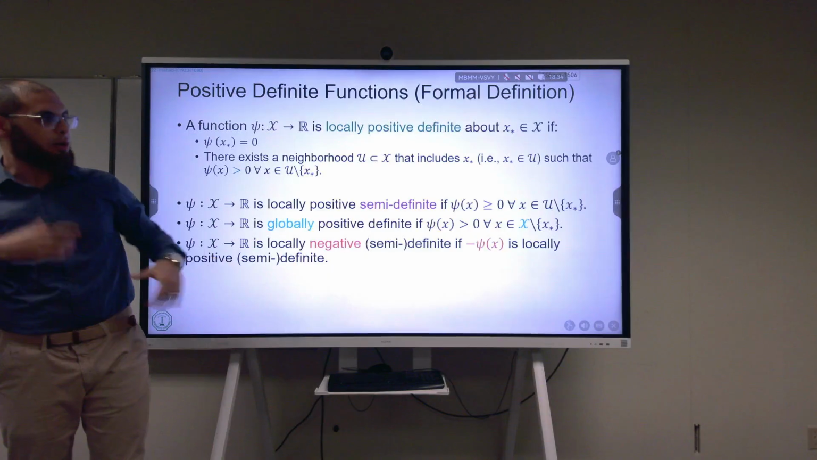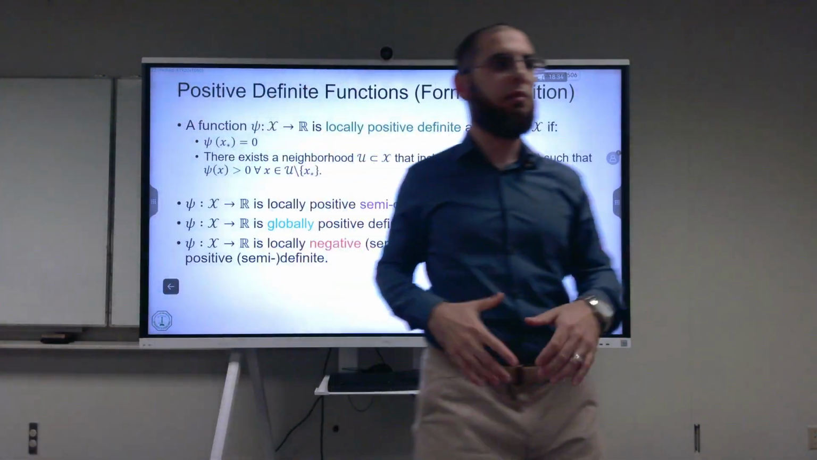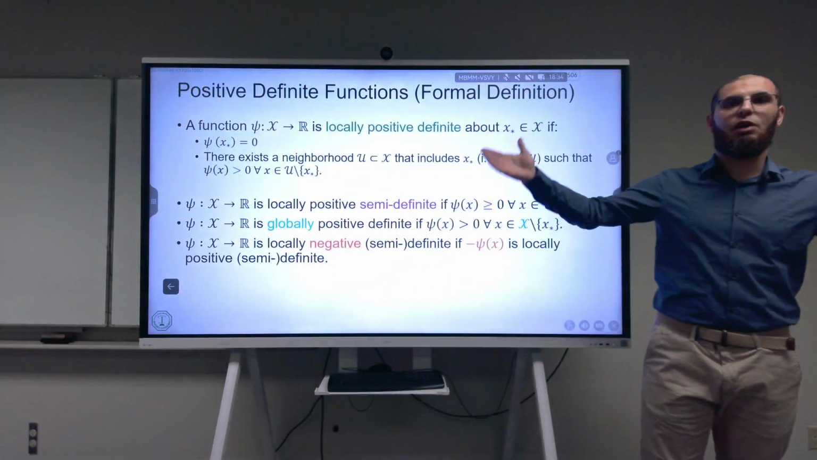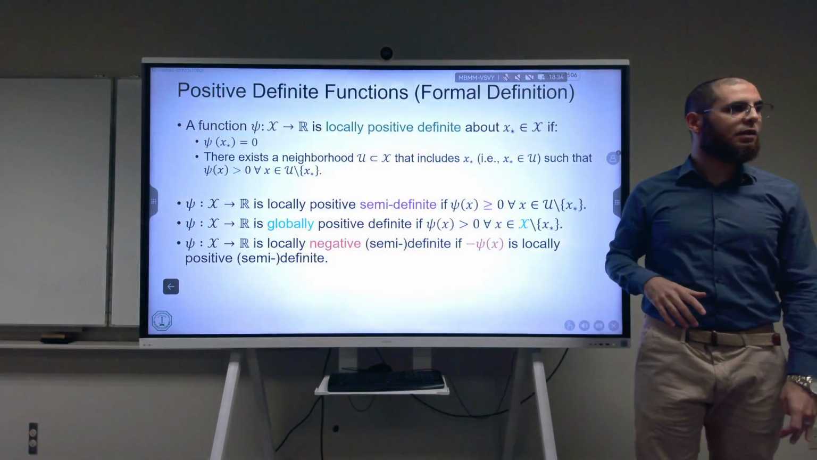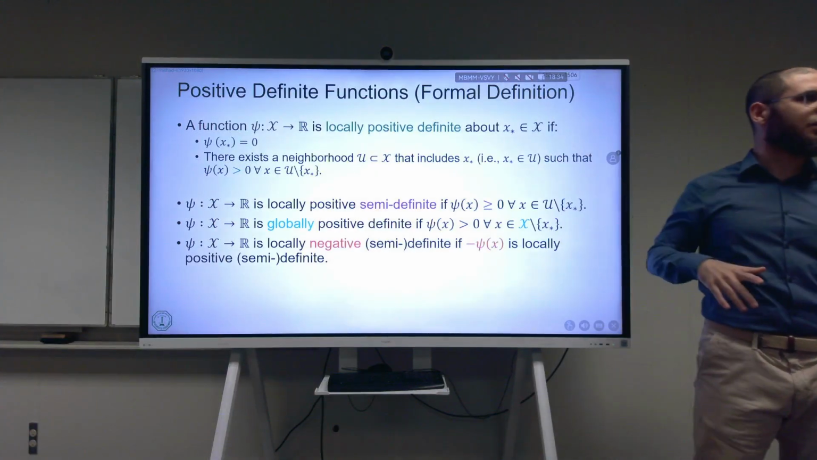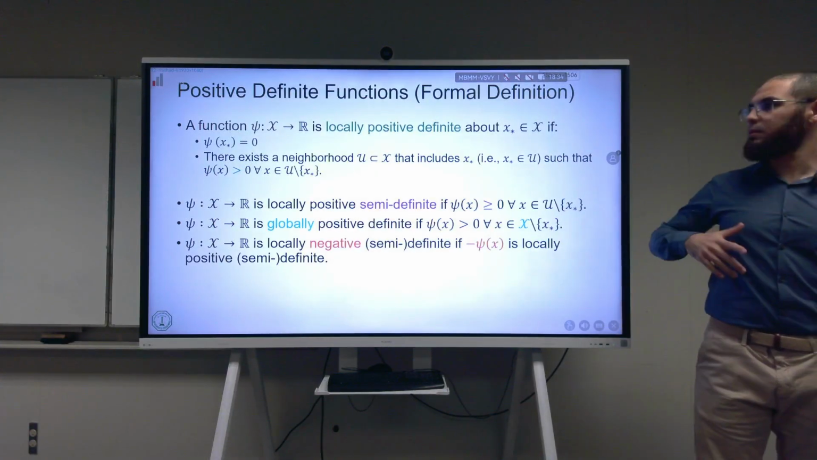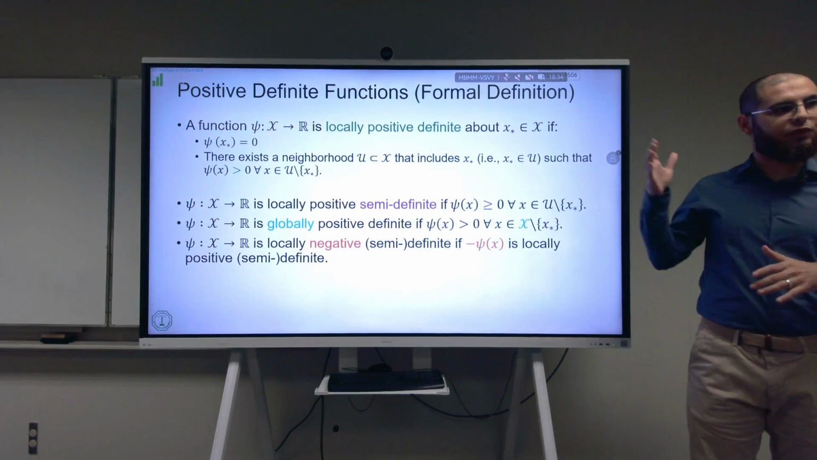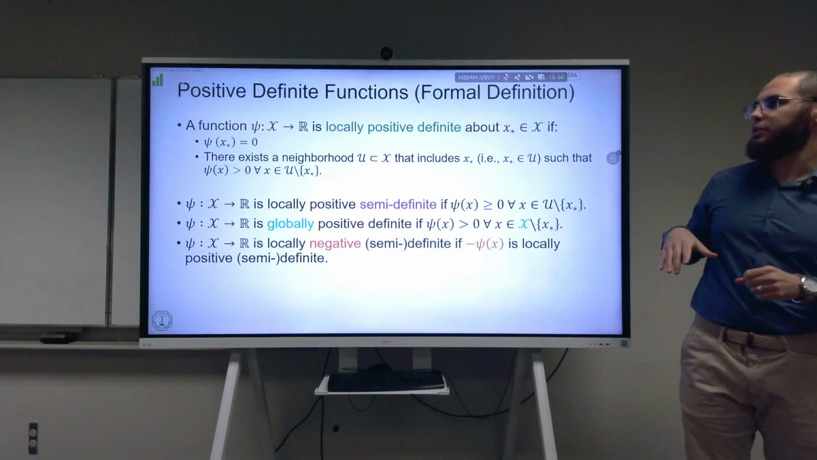So now let's figure out the formal definition. Let's go to a real system. Now I have n states, 1000 states. How do I check for the positive definiteness of the function? This is the formal definition of what a positive definite function is. It's very intuitive. You need to read it, but the slides are just a little bit scary.